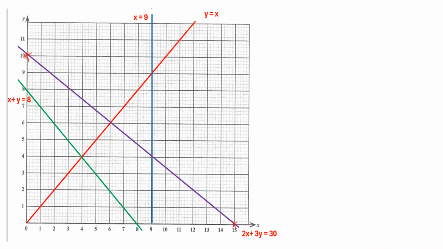All right, so now we have to shade in the region. We're going to shade in x less than or equals to 9, which is this line, x equals 9. So x is less than or equals to 9 means that we're going to shade in this direction.